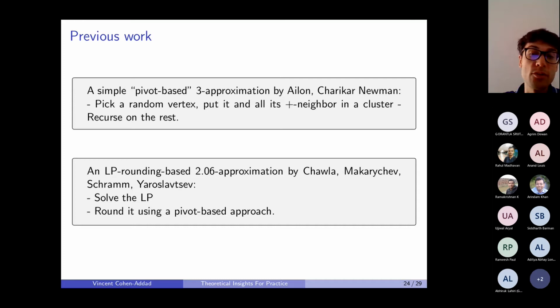There is an LP-based algorithm that gets you 2.06 that dates back to maybe 2015 or 2016. You solve the LP, the natural LP you can think of for this problem, and you round it using a pivot-based approach again. So you will always pick a vertex, and based on the LP values and on whether the edge is plus or minus, you will attract vertices to the cluster of that pivot and recurse on the rest. So that's the usual approach.